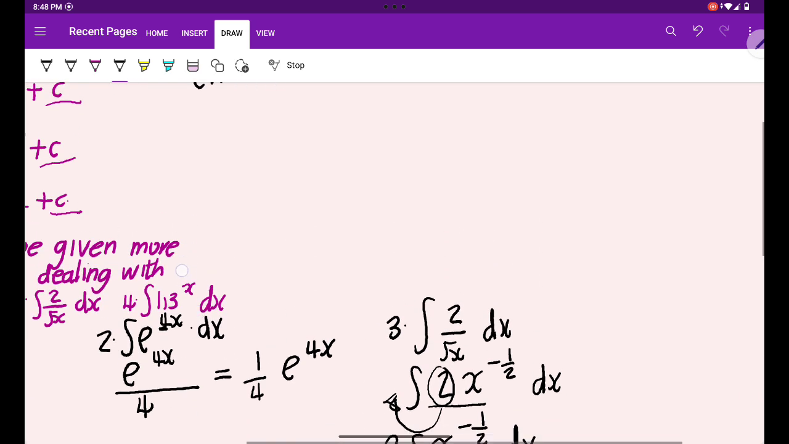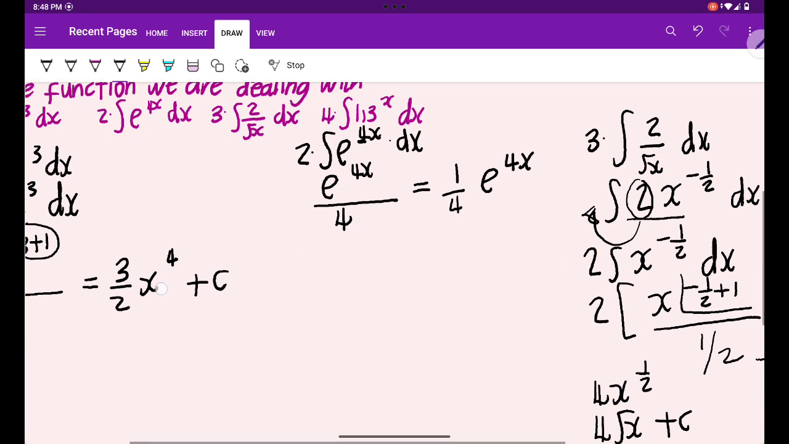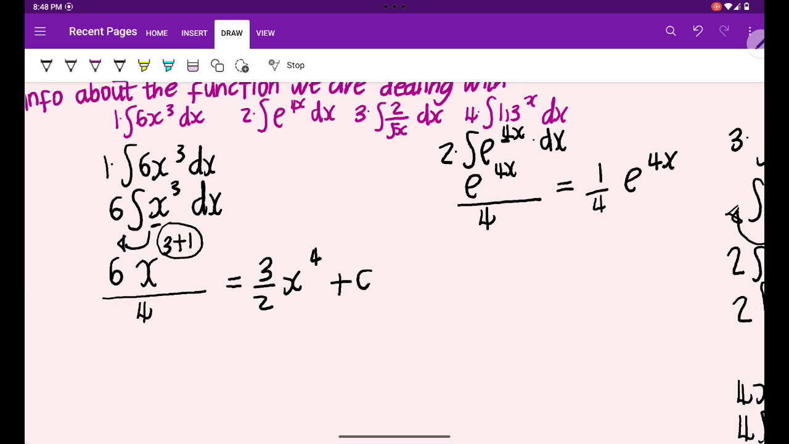Right, and then the last example that we have for the day, number 4, right? Let's just erase this and write our number 4 right here.